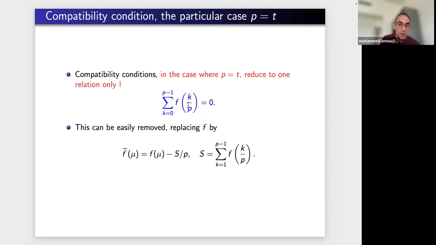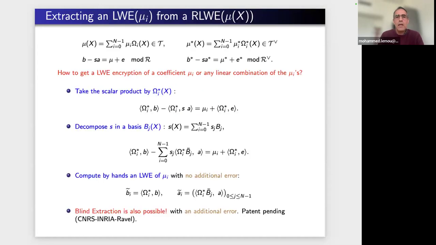And this is already very good because it's not really a problem, and you can remove it easily by just subtracting. If f does not satisfy this relation in blue, then you just define f tilde as f minus the sum, this sum here, divided by p, and this f tilde will satisfy the compatibility condition. At the end we deal with this f tilde, and at the end you add just s over p. Okay.